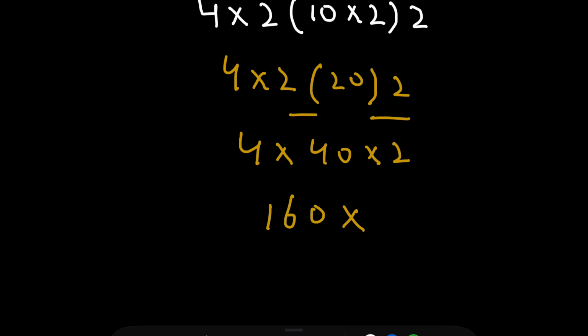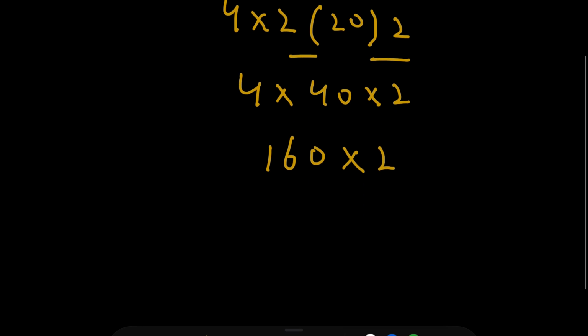So now 160 multiply 2 is 20, the 0, 26 the 12. Okay, and one remaining, 2 and 1 and 320 is final answer of this question.